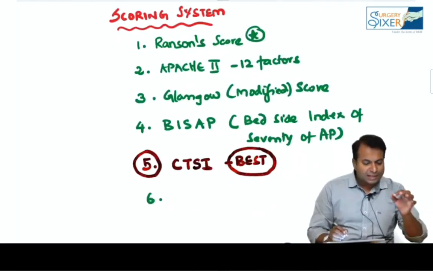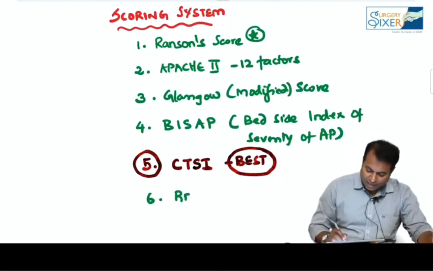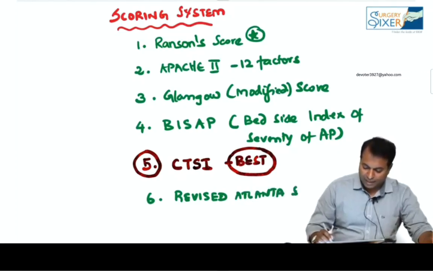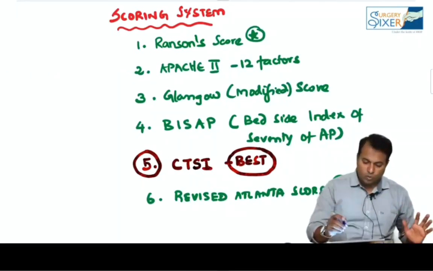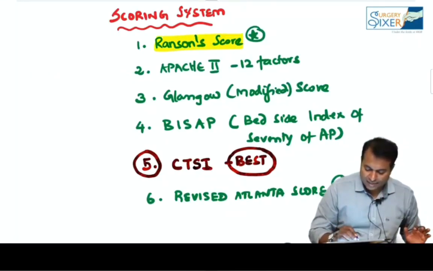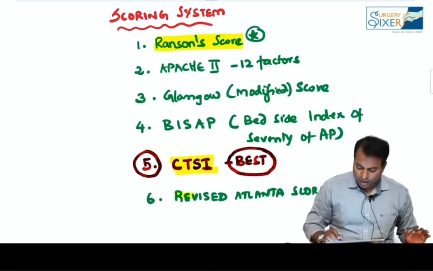And recently a score has been introduced known as the revised Atlanta score. The original Atlanta was in the 1990s. Now the revised Atlanta score is being used by surgical gastroenterologists and medical gastroenterology people. So the revised Atlanta score is another scoring system which we commonly use. You must know the following scoring systems in detail for your exam. One is the Ranson score, another is the CT severity index score, and another is the revised Atlanta score.